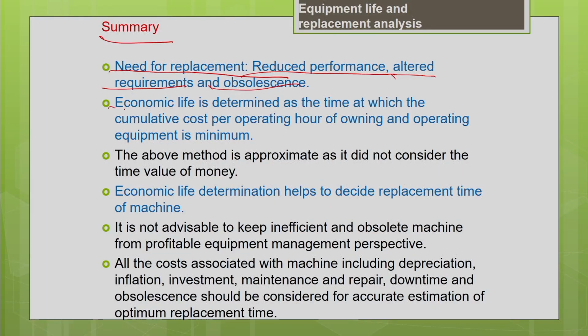Economic life is the time at which the cumulative cost per operating hour of the machine is minimum. That is what we have discussed. And one thing we have to note here: though we consider most of the cost associated with the machine, what we missed in the previous analysis is the time value of money. When you do not consider the time value of money, obviously your cost estimate or decision is going to be only approximate.